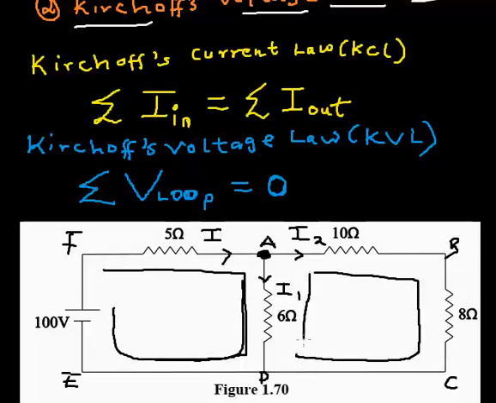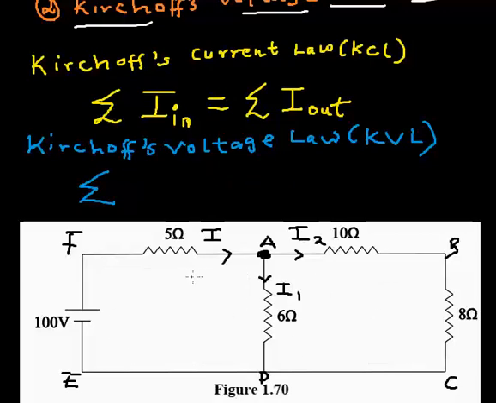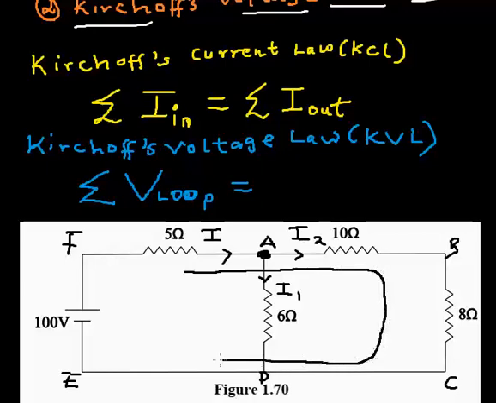So I can call this loop one. I can also call this loop two. I can also have another loop. Let me clean up. I can have another loop. Current goes all the way and returns back to where it is coming from. So those are actually the loops.